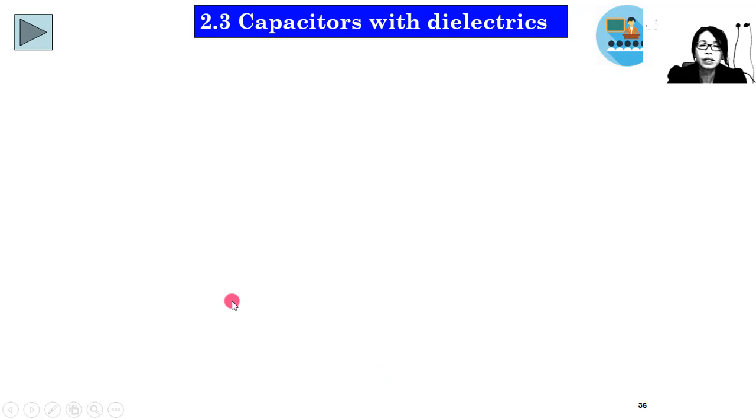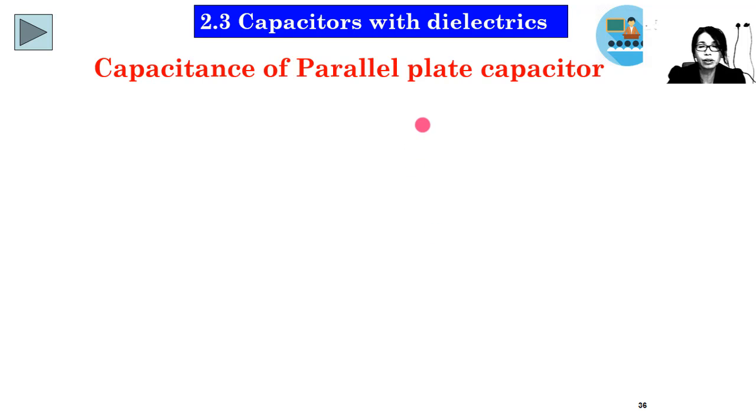Hello boys and girls, in this video we are going to proceed to 2.3 capacitor with dielectric. Capacitors might come in different sizes and shapes. Anyhow, for our discussion, we are going to focus on the parallel plate capacitor. The parallel plate capacitor is the simplest form of capacitor.